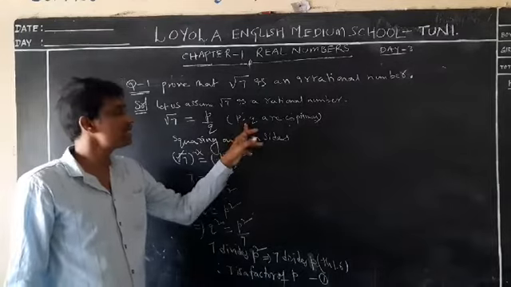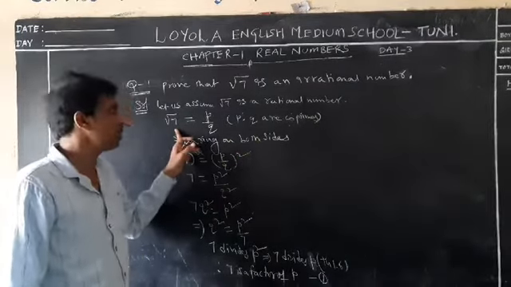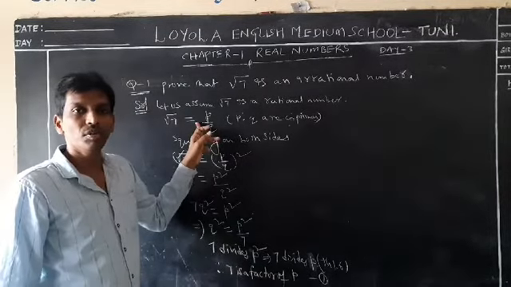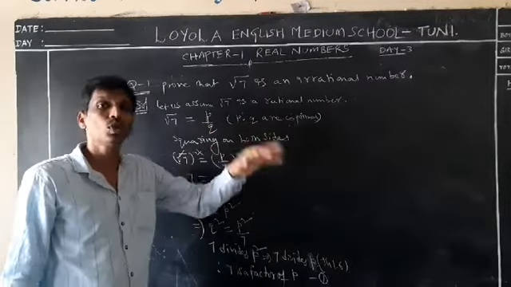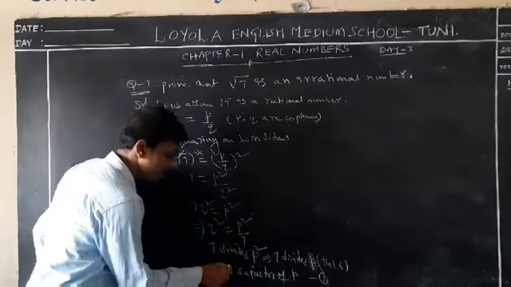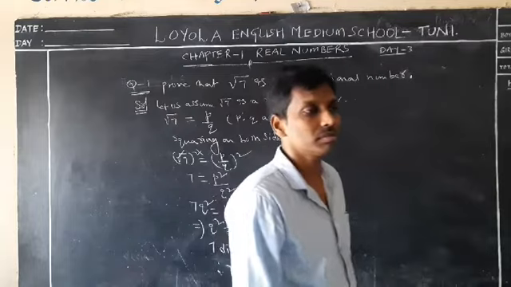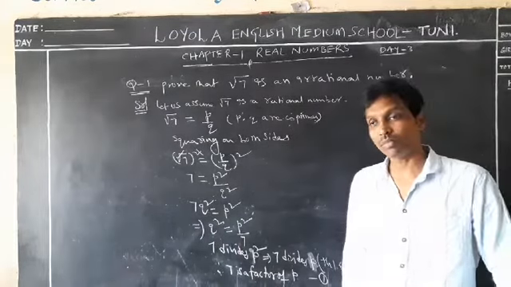Actually, what we consider here is that root 7 is a rational number. That means root 7 is equal to p by q, where p and q are co-primes. Here we get 7 is a factor of p. So that is what we have got till now. Let us go through the rest of the proof. What can we do now?